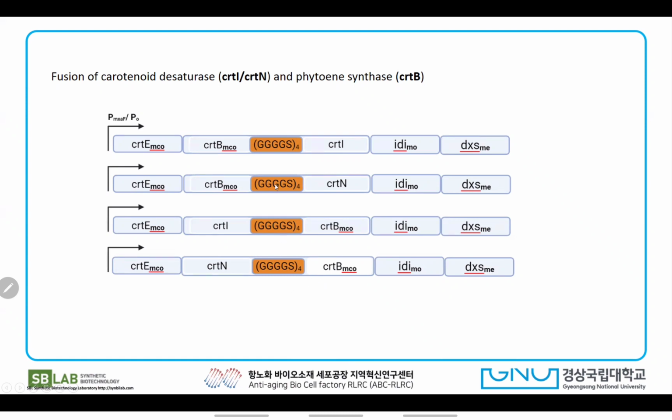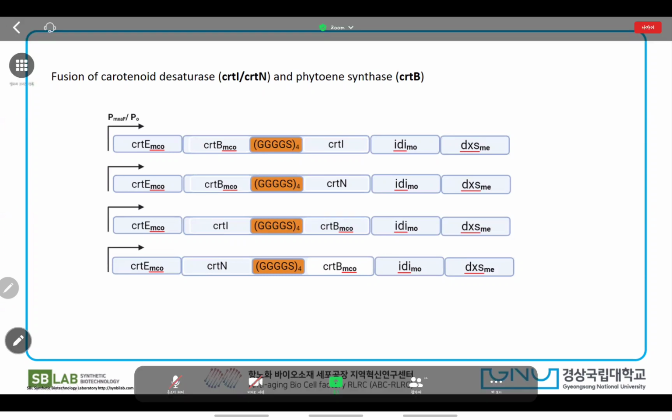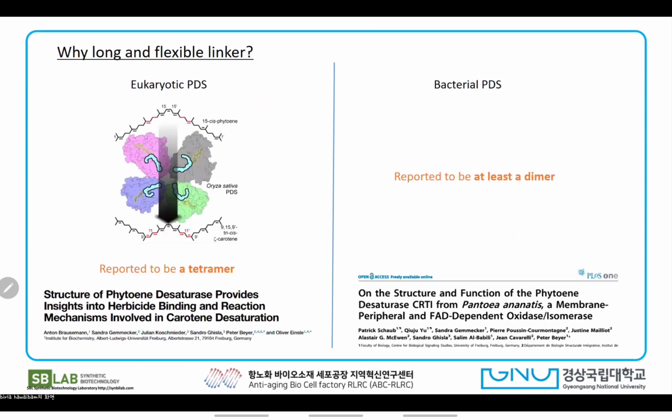And for this, we chose a GGS linker with 20 amino acids, a long and flexible linker. One of the reasons why we chose this long and flexible linker was that we have a little skepticism towards this fusion protein, because eukaryotic phytoene desaturase has been reported to have a tetramer structure.